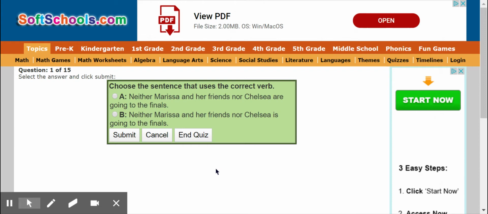However, this is a case of neither nor. Whenever you see neither nor in your sentence, you have to select the subject closest to the verb to determine whether it's going to be singular or plural. In this case, the subject closest to the verb is Chelsea. Chelsea is singular, therefore we have to pick a singular verb. All right, so we are going to select B. All right, next.